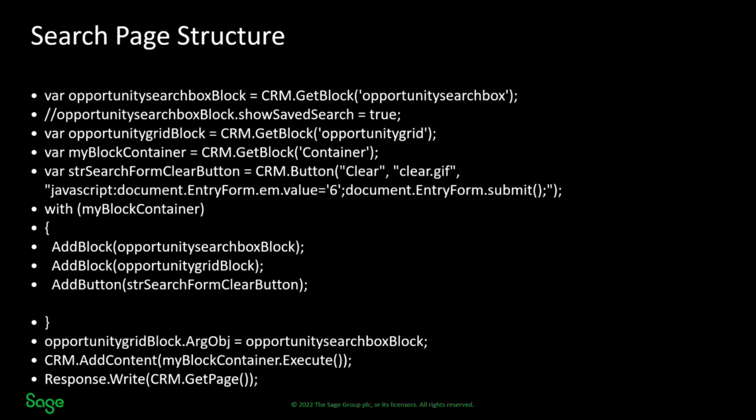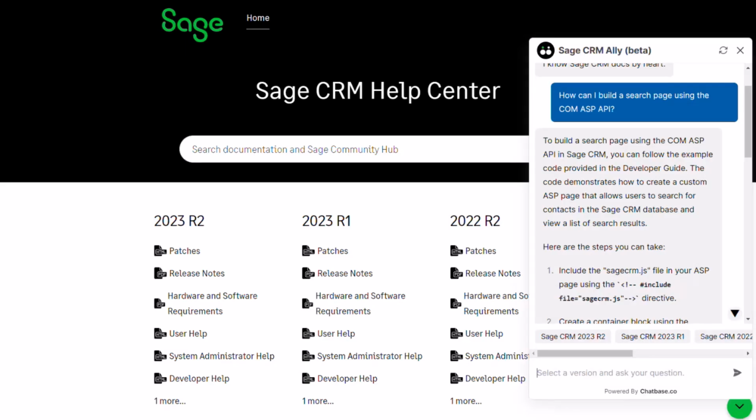Now that might look a little bit daunting, but what I want to say is that we can use the help to allow us to start to move to create complex pages. Sage CRM 2023 R2 has introduced inside the Help Center the first artificial intelligence agent to be able to help us assemble the pages that we want. Here, for example, this is showing how you would go about and construct it. I've literally asked our Sage CRM Ally AI agent to help me write the page and how I would go about creating a search page.